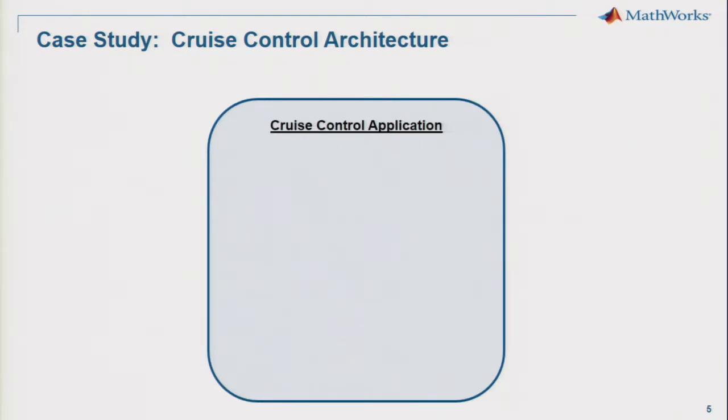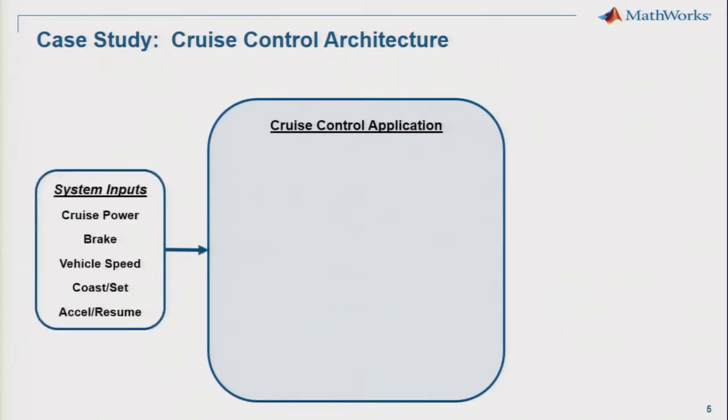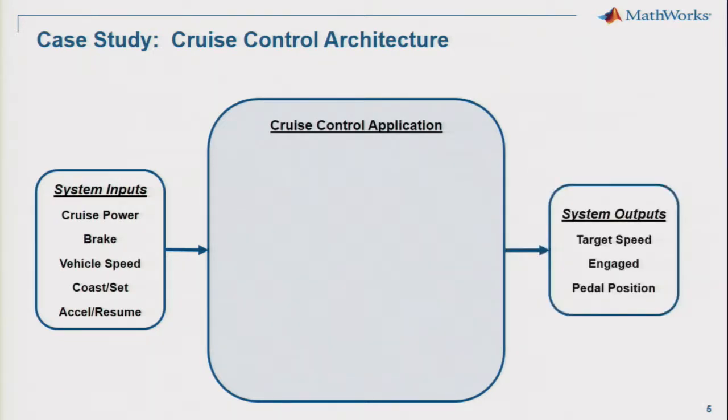In the center, we have our cruise control application. We have a set of inputs. As you might expect, we have power on, brake, and vehicle speed, as well as a decrease or set button, and an increase or resume button, just again like what you have in your vehicle. And then for outputs, we're going to have target speed, engaged, and pedal position.